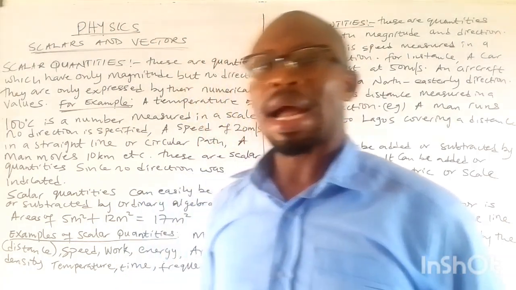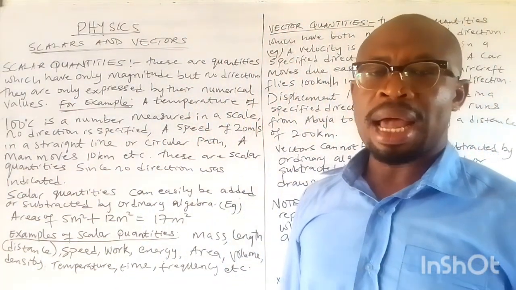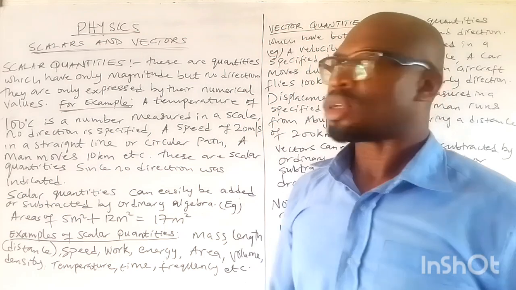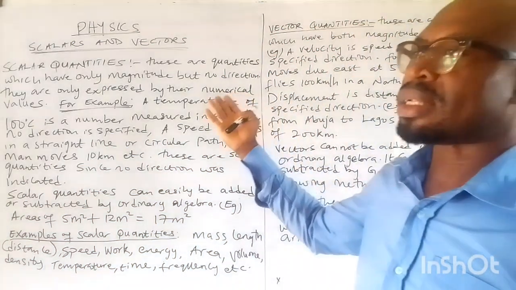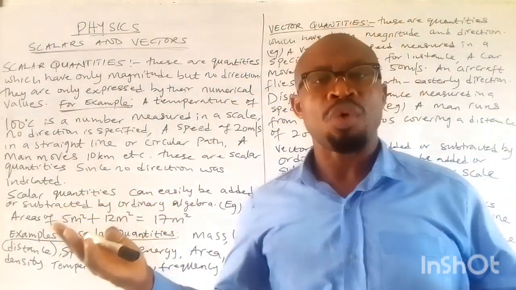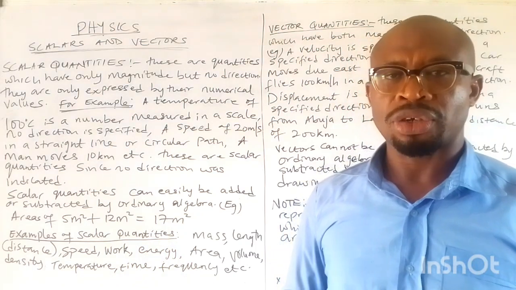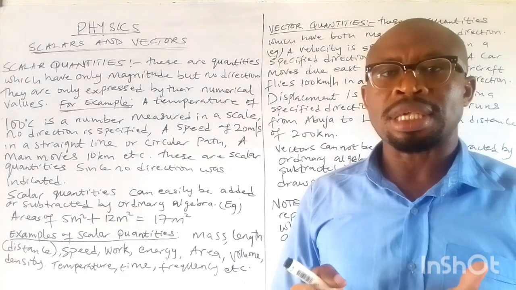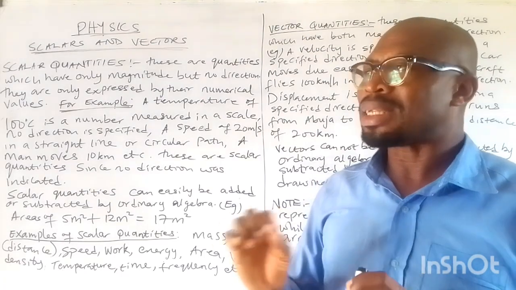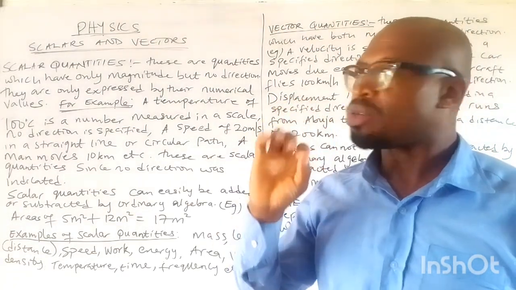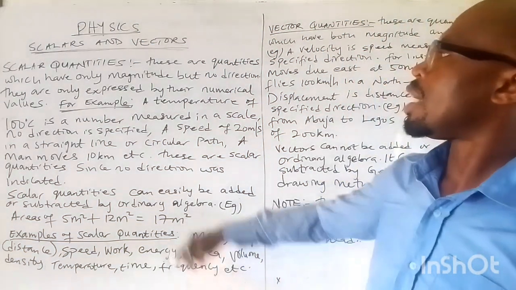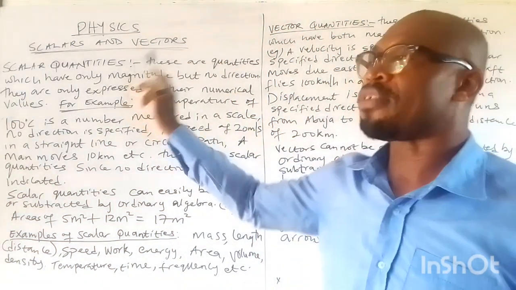Today, I want us to look at the topic scalars and vectors. We can always say that a scalar quantity is a quantity that has only magnitude but no direction. So those scalar quantities are only represented by their numerical values. That is why we say that they are expressed only by their numerical values.